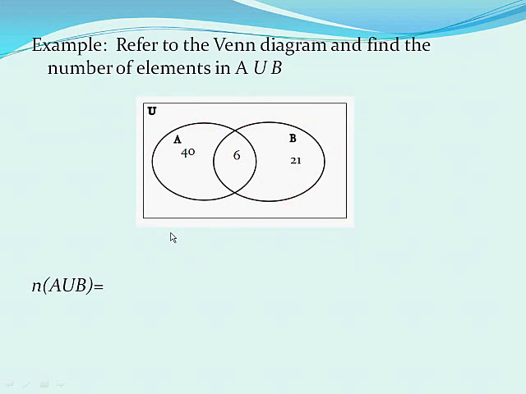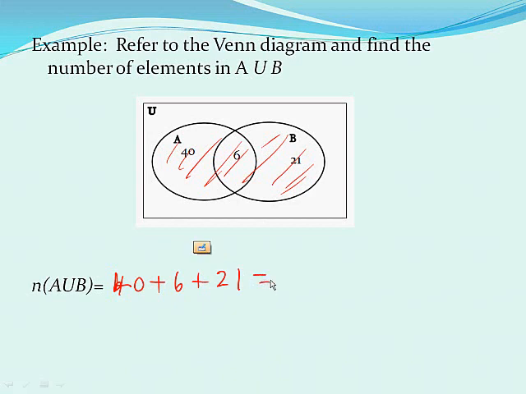So in this example, we need to look at this Venn diagram and find the number of elements in the union of A and B. If we use the notation small n of A union B equal to the number of elements in A union B, I can look at the region. So A union B will be these three regions here. There are 40 members in the first region, so that will be 40, plus we have an extra 6 in the common, so that will be 6, and 21 in the rest of B. So when we add these together, we are going to get 67.